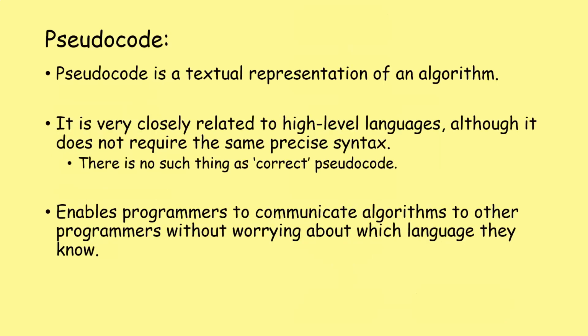Pseudocode is a textual representation of an algorithm. It is very closely related to high-level languages, although it does not require the same precise syntax. With pseudocode, there's no such thing as correct pseudocode. It's all part of the planning stage. It enables programmers to communicate algorithms to other programmers without worrying exactly which language they know.